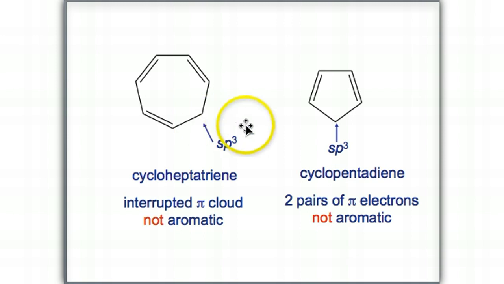Why is cyclopentadiene not aromatic? It has an even number of pairs of pi electrons. There are 2 pairs, 1, 2, and it does not have an uninterrupted ring of p orbital bearing atoms. It has an sp3 hybridized carbon, as noted right here. So this is not aromatic, this is not aromatic.